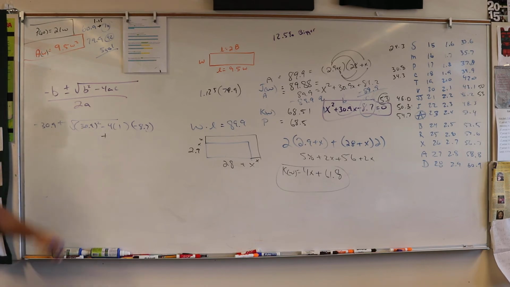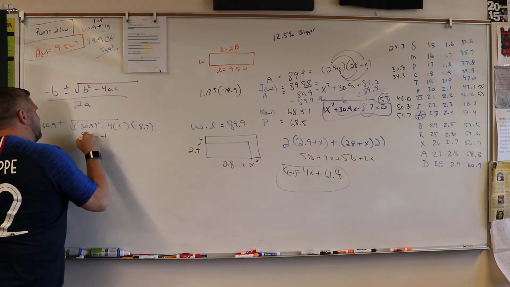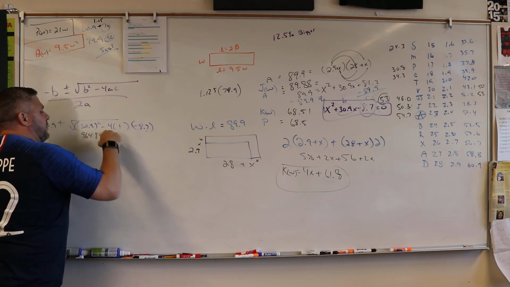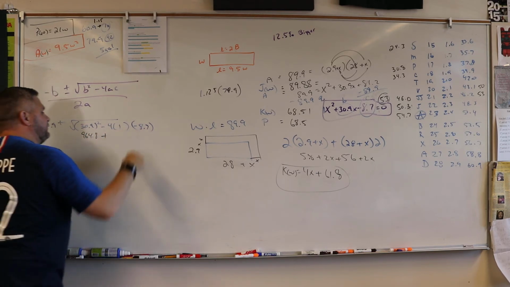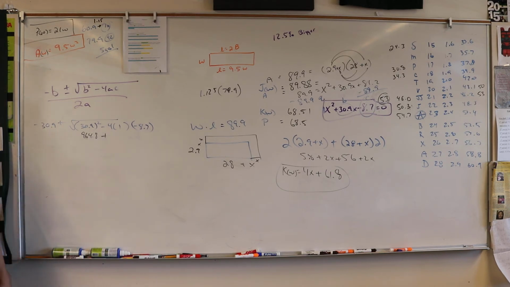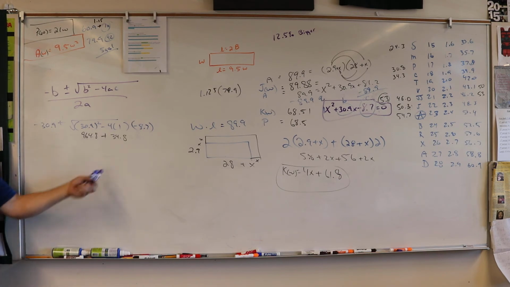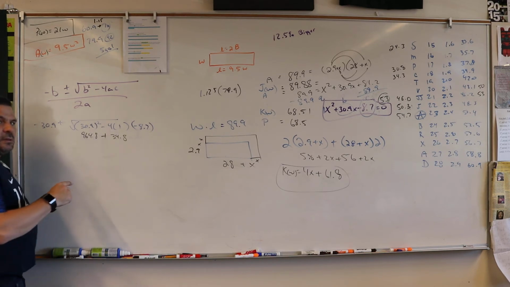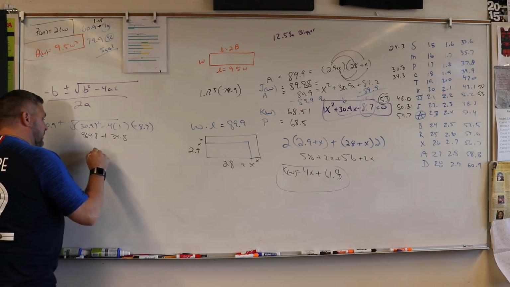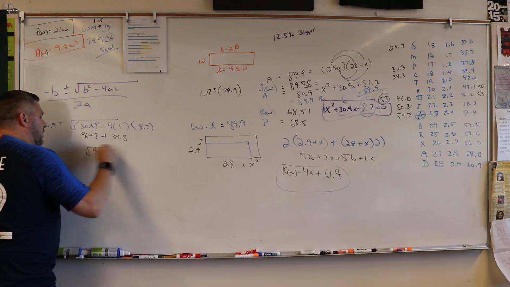Alright. Someone calculate it. 30.9 squared is 954.8... 964.8. Plus what's 4 times 8.7? 34.8. Okay, now add those. 34.8 plus 964.8 is 999.6. All right, cool. Take the square root of that.